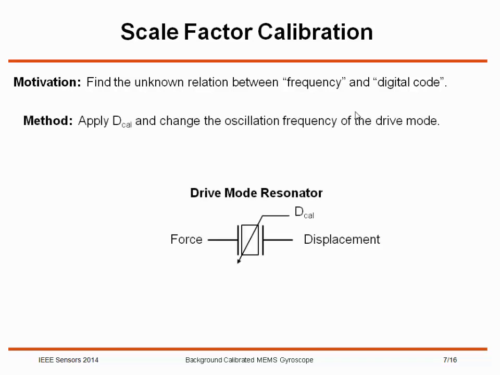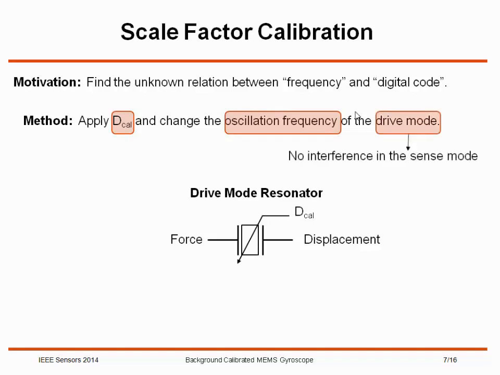So what is our method? What we are doing is we are applying some digital number as a calibration signal. Then we are trying to change the oscillation frequency, and we want to do it in the drive mode because the sense mode carries the information, so we don't want to interfere with the sense channel.